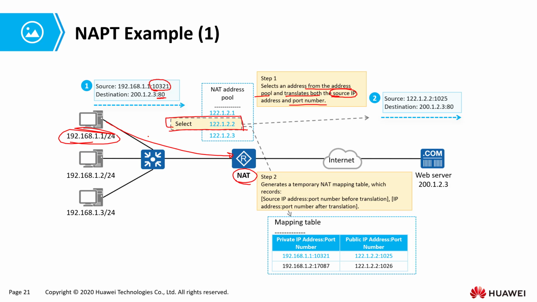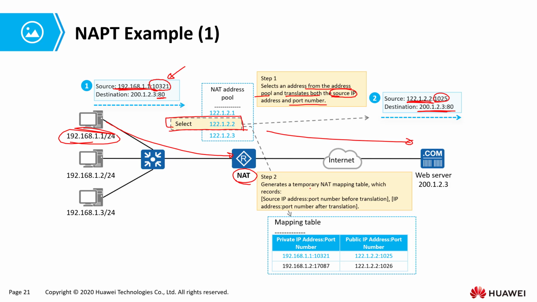For instance, after selecting the address, it will change the source address to the selected address, but that's not the only thing it will do. It will also change the source port number to another port number. The destination address and port number will remain the same, and the packet will go to the destination.